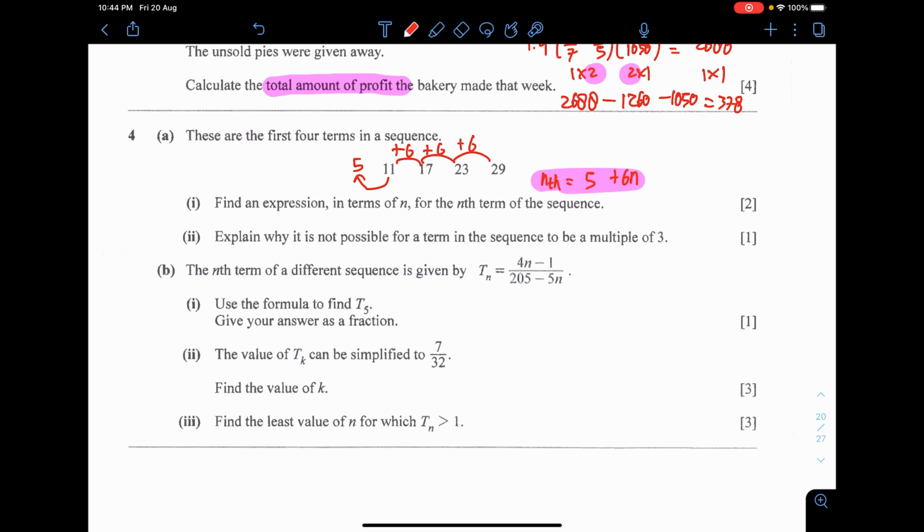You can factorize the 3. Okay, and then you are good. Tell them that since it's not factorizable by 3, hence it's not possible to get a term that has a multiple of 3.